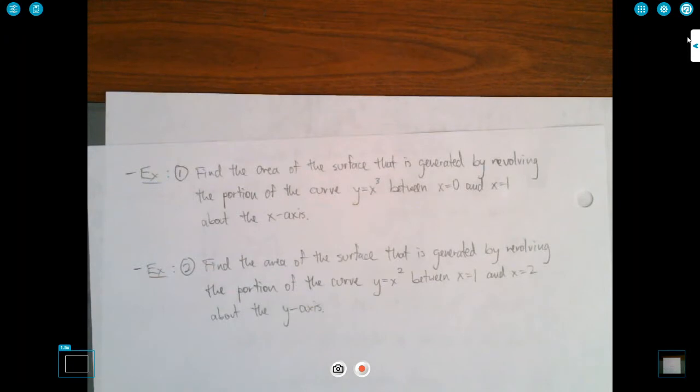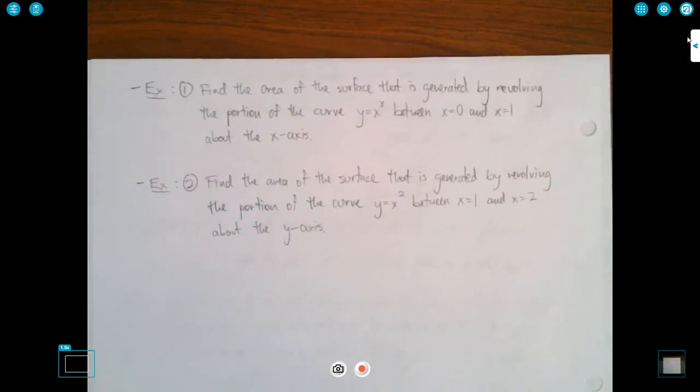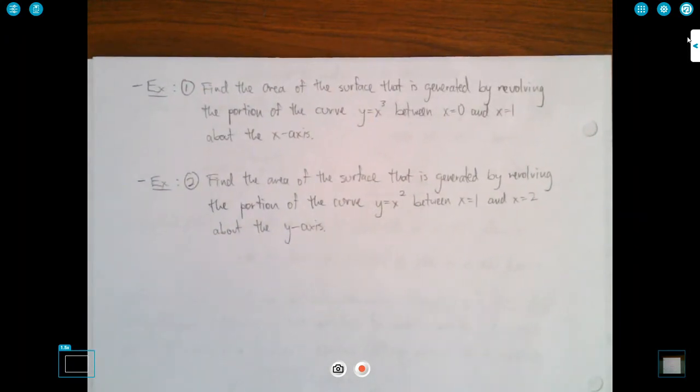So let's take a look at the first one. It says, find the area of the surface that is generated by revolving the portion of the curve y equals x cubed between x equals 0 and x equals 1 about the x-axis. So let's do it. The first step, as usual, is to draw a picture of this scenario.